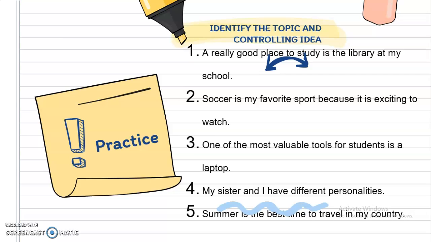All right, but I'm not going to tell you which one is the topic and which one is the controlling idea. I'm just going to read it, and you can answer it by yourself. Number one, a really good place to study is the library at my school. Number two, soccer is my favorite sport because it is exciting to watch. Number three, one of the valuable tools for students is a laptop. Number four, my sister and I have different personalities. Number five, summer is the best time to travel in my country. Okay, so check your answer.